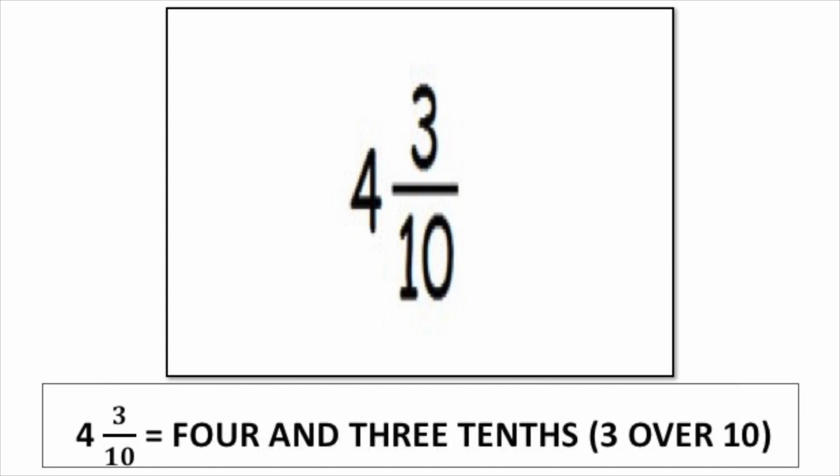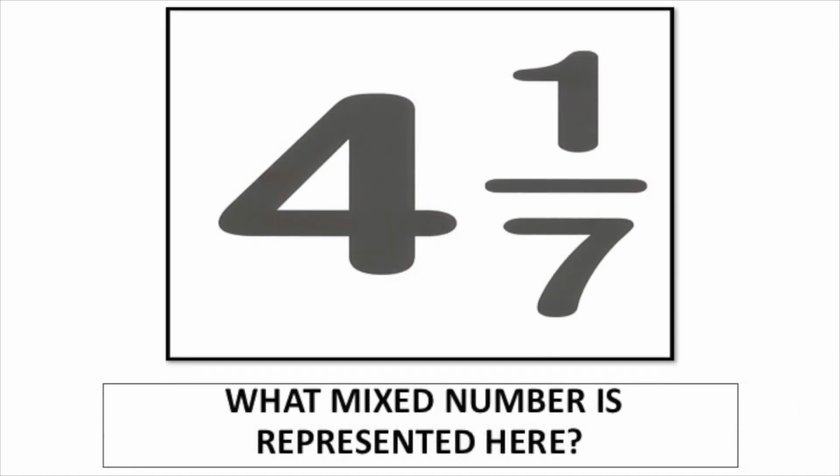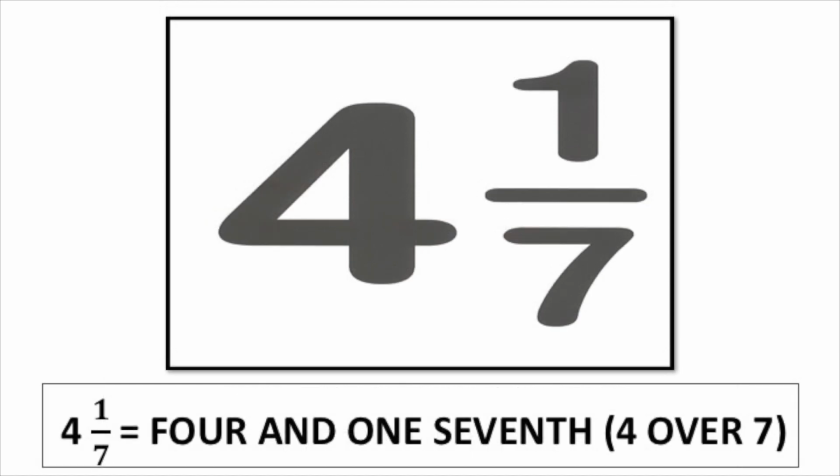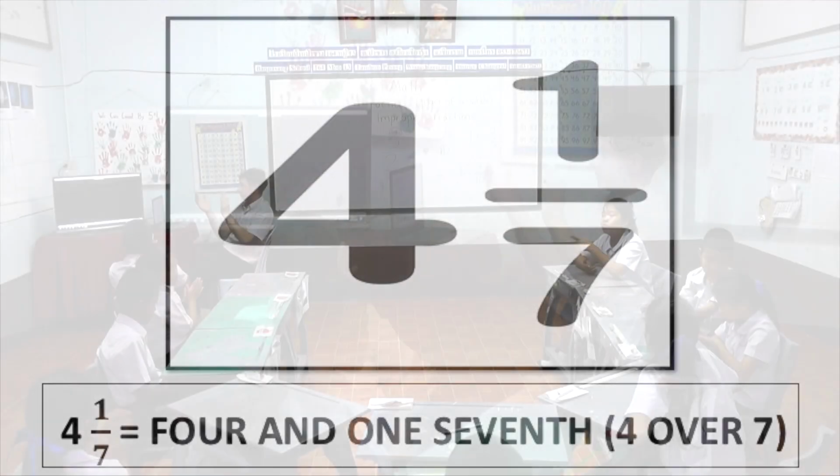You see? 4 3/10 is the same as 4 and 3/10. Two ways of saying the same thing. And let's do one more together. 4 1/7. Yes. Notice the fraction, always a proper fraction. 4 and 1/7. Any questions, guys? That was excellent. Very well done.